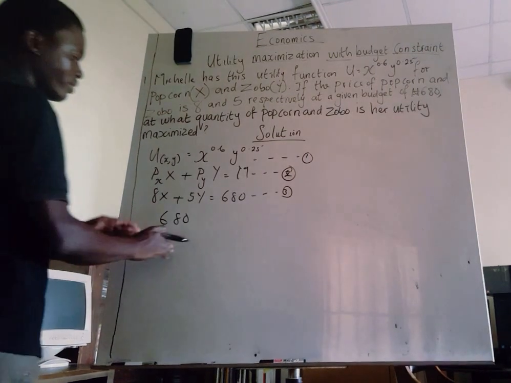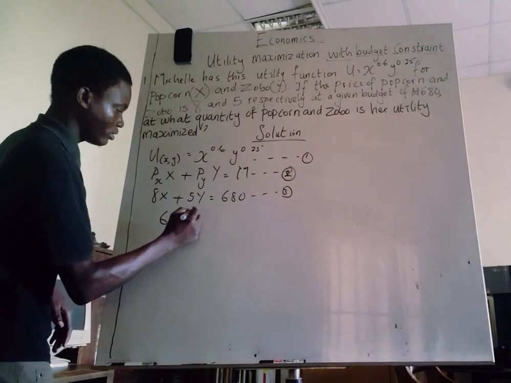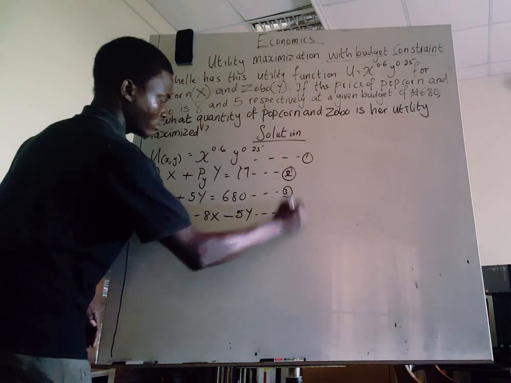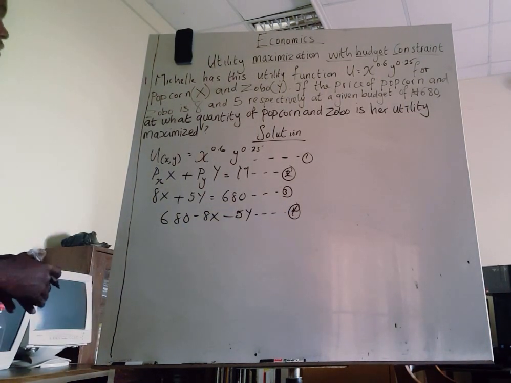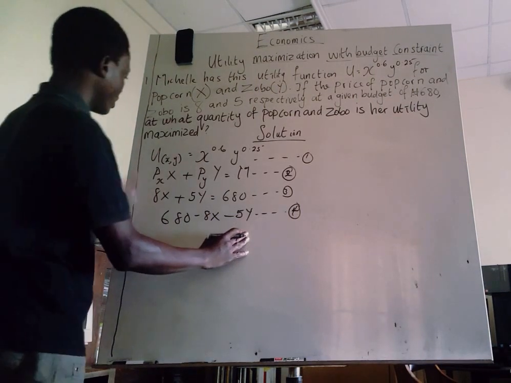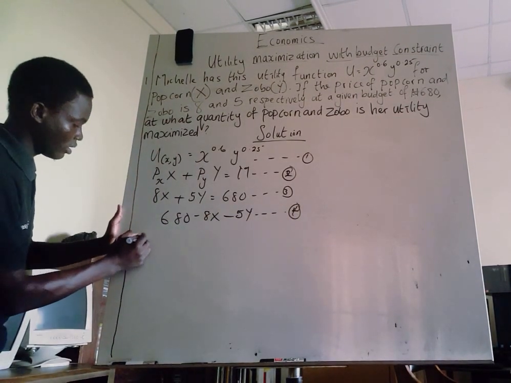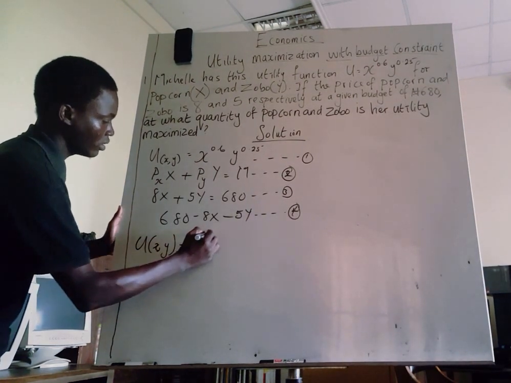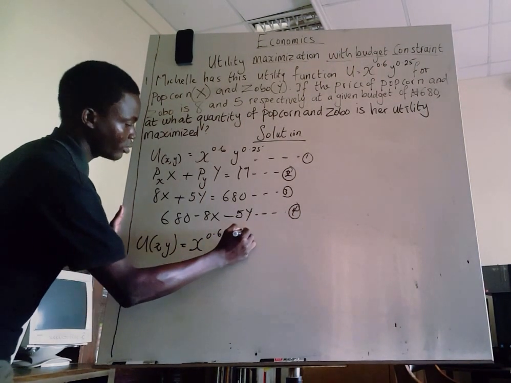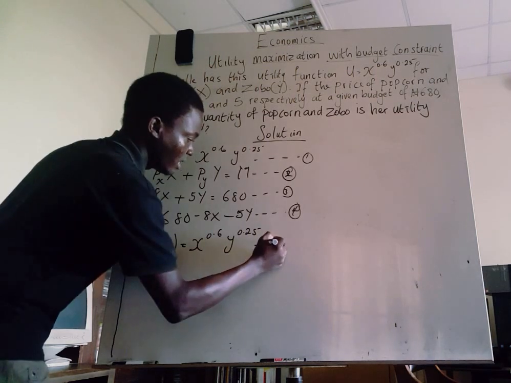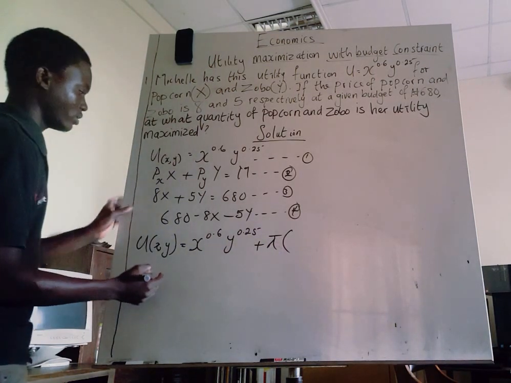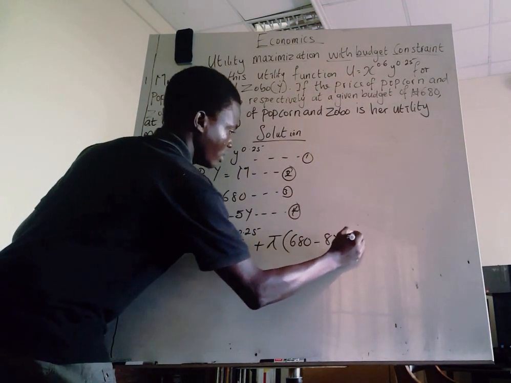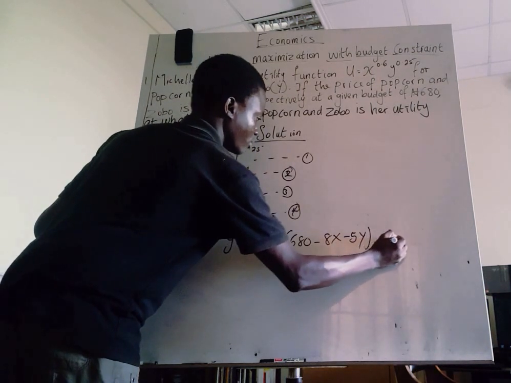We write this as 680 minus 8x minus 5y, which is equation 4. We are going to use this now. So we extend this equation. This now becomes U of x and y, that is the total utility function, equals x raised to 0.6, y raised to 0.25, plus the Lagrangian multiplier, lambda, into brackets the budget constraint, 680 minus 8x minus 5y. So this gives us equation 5.